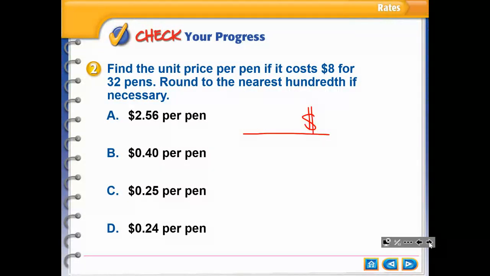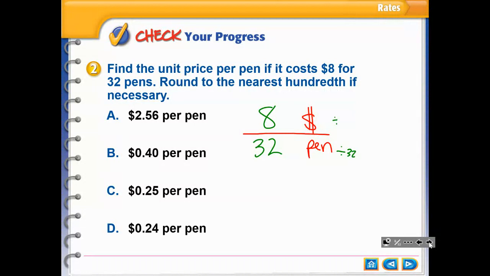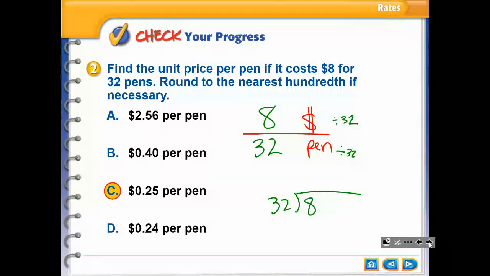Again, we're looking here at price per pen. You'll see me write that. Meanwhile, we see that we have $8 for 32 pens. You can kind of write divided by 32, or you can simply divide 8 by 32. I'm going to give you use of a calculator for today's assignment. One way or the other, it'll be 25 cents per pen, $0.25 per pen.